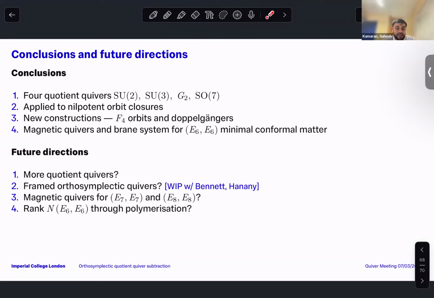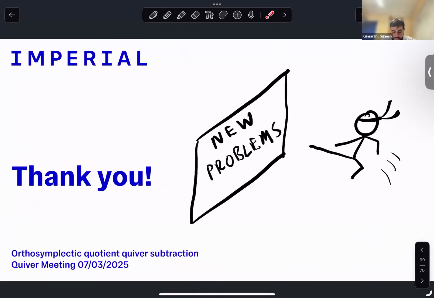Some future questions are, how can we find more quotient quivers? So the method we applied now doesn't really work so much. So we need to find something a bit better. What about framed orthosymplectic quivers? We didn't talk about those here, but we have some work with Sam and Ami, which is addressing this. And then can we find magnetic quivers for E7 and E8 conformal matter? And then this was minimal conformal matter. You can also have rank N conformal matter, and how can we construct magnetic quivers for that? So I will conclude. Thank you.